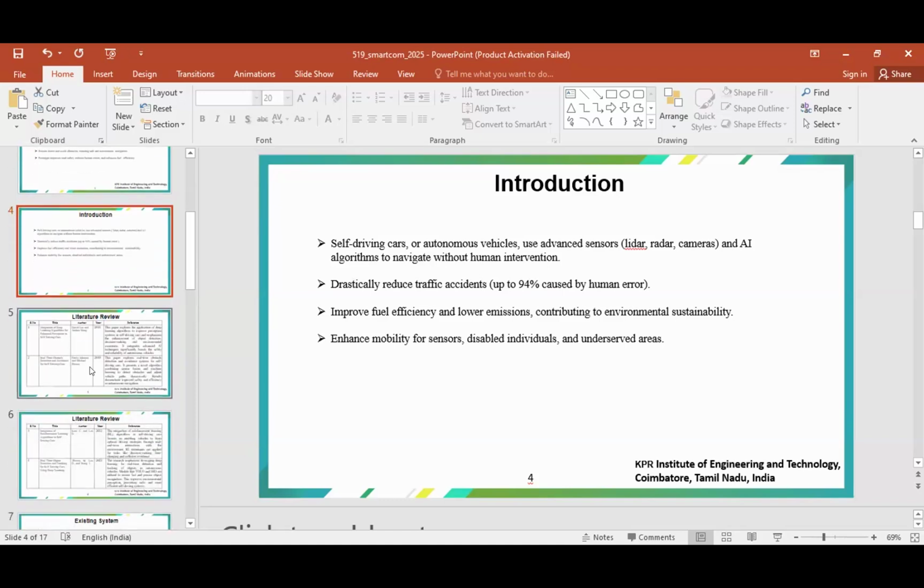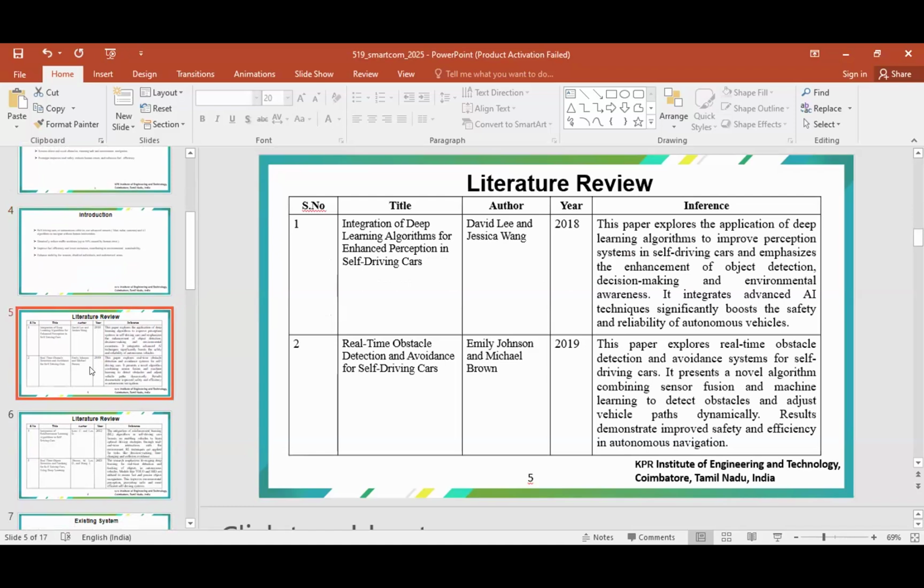And here is the literature review. The first paper is Integration of Deep Learning Algorithms for Enhanced Perception in Self-Driving Cars. This paper explores the application of deep learning algorithms to improve the perception system in self-driving cars and emphasizes the enhancement of object detection, decision making, and environmental awareness. It integrates advanced AI techniques, significantly boosting the safety and reliability of autonomous vehicles.